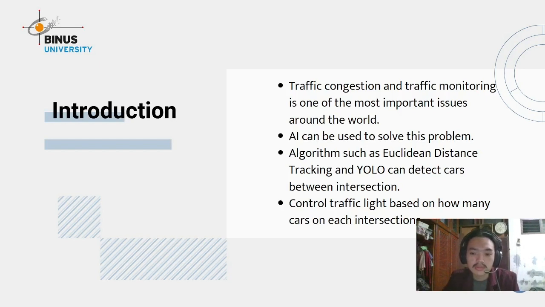And in this research, we use Euclidean distance tracking and YOLO algorithm with the help of deep sort to detect and track cars between intersections. And after we track the count of the vehicles between intersections, we send the data to the motherboard, and the motherboard will control the traffic light based on how many cars are on each intersection. So the highest amount of cars in each intersection will get a green light first.